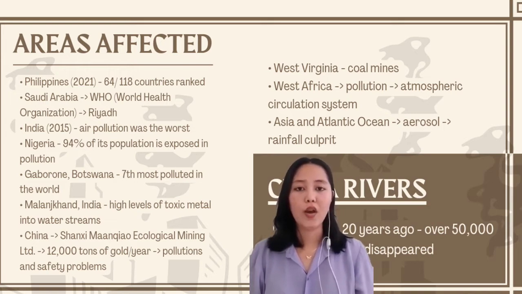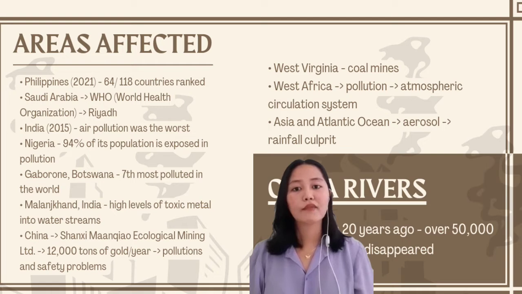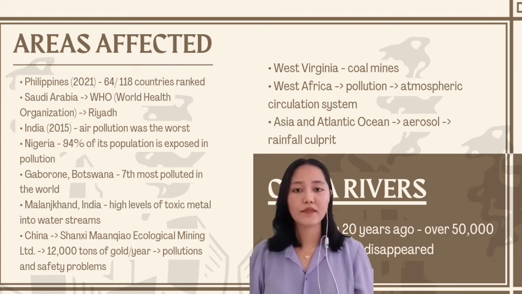Next is China. Well, it is in the tailings from the operations of the Shanxi Mancao Ecological Mining Limited, wherein it produces 12,000 tons of gold per year, and this has caused pollution and safety problems. In addition, coal-fueled vehicles and factories are becoming more widespread, and this also contributes to the country's dangerously high levels of air pollution.